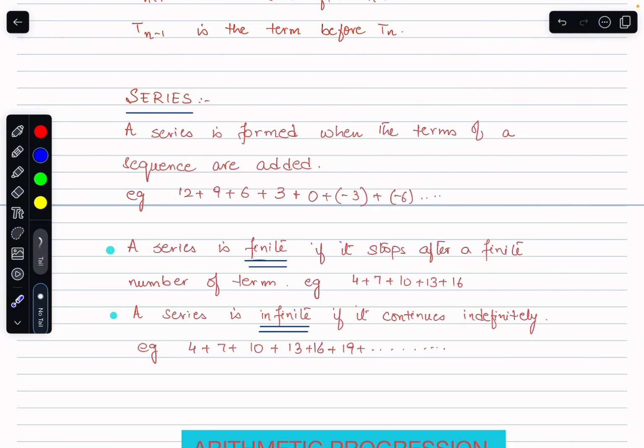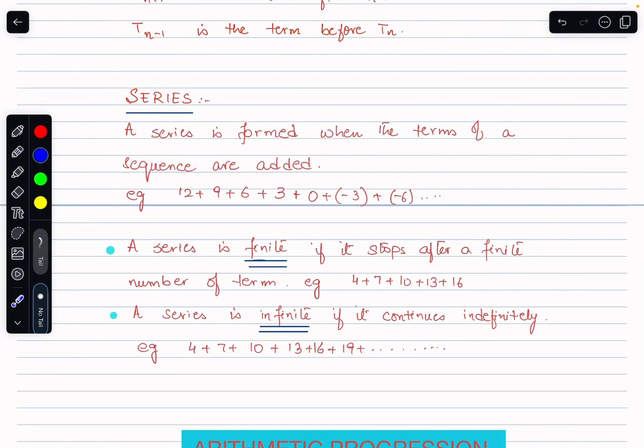A series is finite if it stops after a finite number of terms. Example, 4 plus 7 plus 10 plus 13 plus 16. It stops here. Therefore, it's a finite series. And a series is infinite if it continues indefinitely. Example, 4 plus 7 plus 10 plus 13 plus 16 plus 19, and so on, and so on. We do not have a definite number where it stops, therefore, this is called an infinite series.